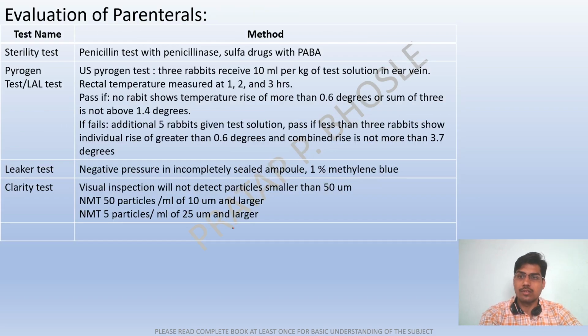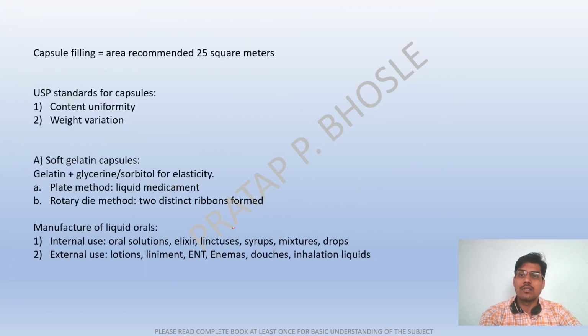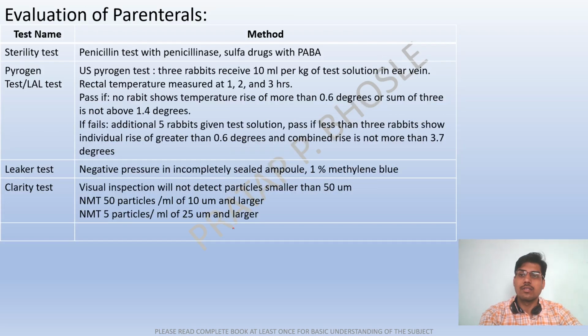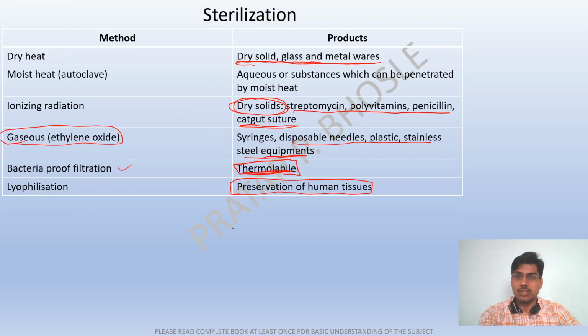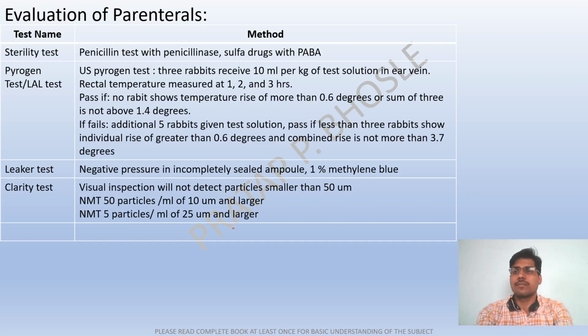Alright, so next. We will cover up to this point only in this lecture. The sterility testing method: penicillin tested with penicillinase, sulfur drugs with PABA. The pyrogen test, also called the LAL test. Limulus amebocyte lysate test, okay. So the USP pyrogen test.